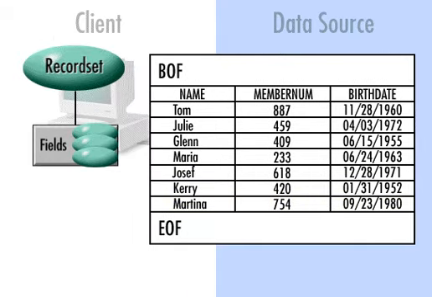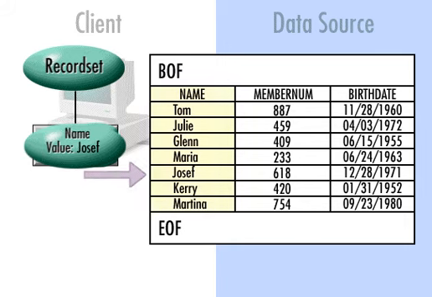The fields collection is associated with the record set object and contains field objects, where each object represents a column of data in the record set. The value property of a field object is used to access or modify a column value for the current record of the record set.